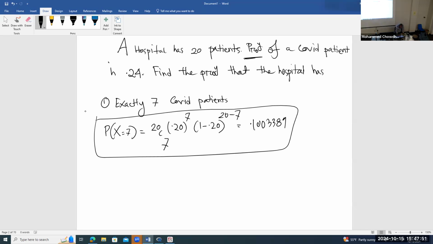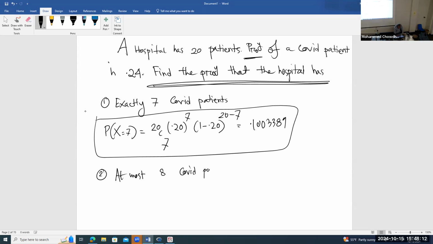Exactly 7 COVID patients. Now I want to do at most 8 COVID patients. It is finding the probability of at most 8 COVID patients. See, I clearly wrote, find the probability that the hospital has, right? So at most 8 COVID patients. How can you do that? Probability of X less than or equal to 8.